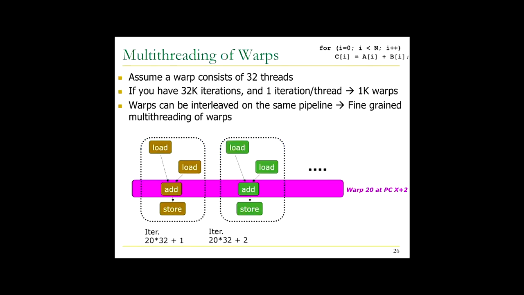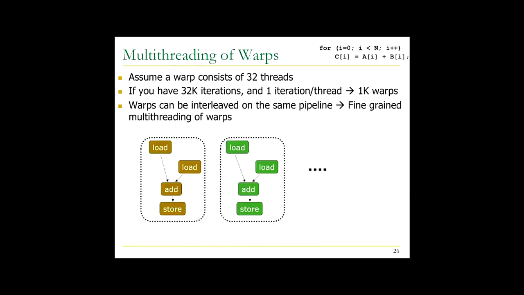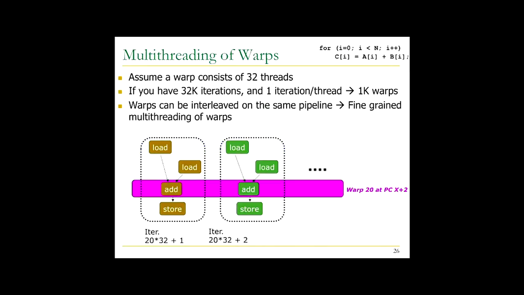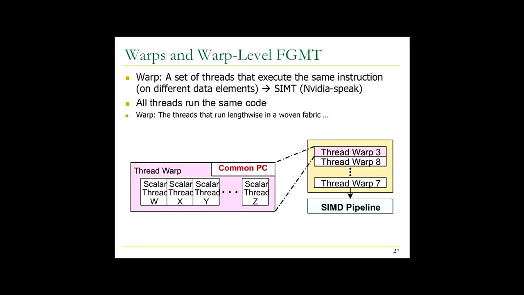Now, you can also have warp 20 at PC X plus 2 executing somewhere in the machine also, right? And basically, you can calculate what iteration it's executing. It's really executing this iteration, 20, because we have 32 threads per warp. You really have 641. This is the 641st iteration over here. I started with iteration 1, so I ignored iteration 0, so that's fine. So this is correct. Basically, you can have many warps in the machine, and they can be interleaved together. A GPU interleaves them in a fine-grained manner.